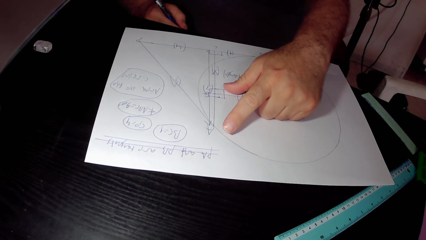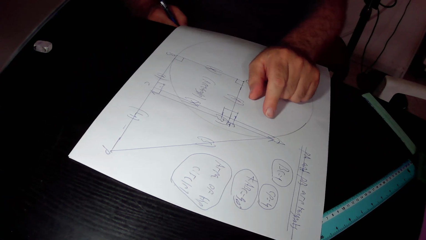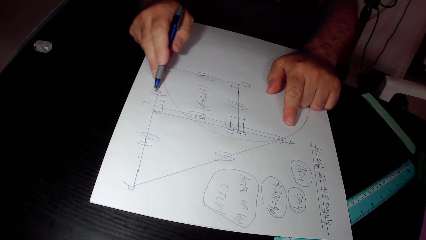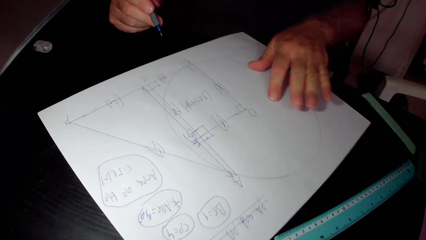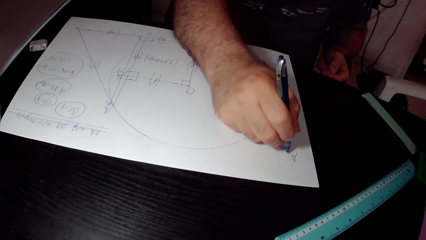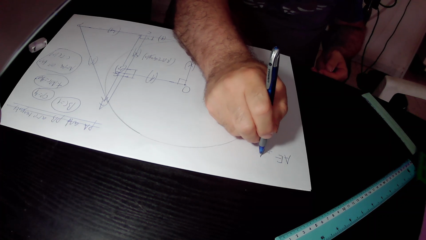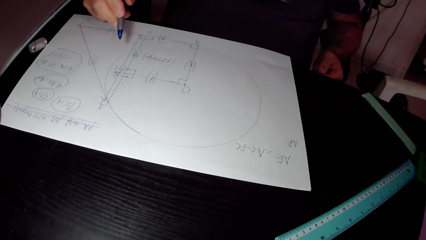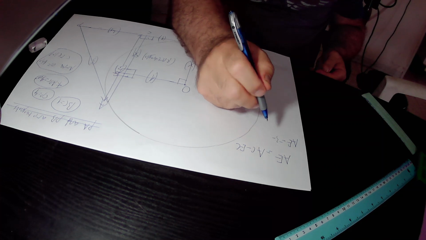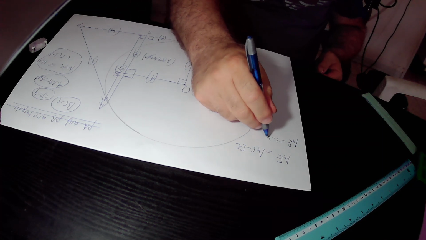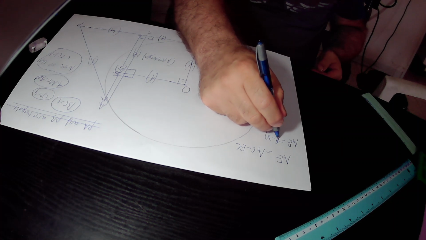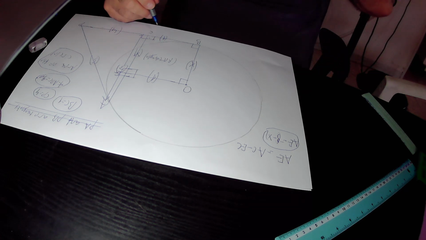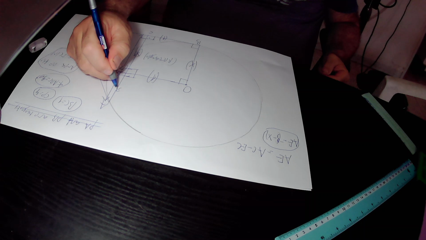What is the length of this line segment? Line segment AE. From the drawing, it is very easy to see that AE equals AC minus EC. So I write it down. AE equals AC minus EC. So AE equals AC, AC is 3, minus EC, EC is x. So in total we found out that AE equals 3 minus x units in its length.